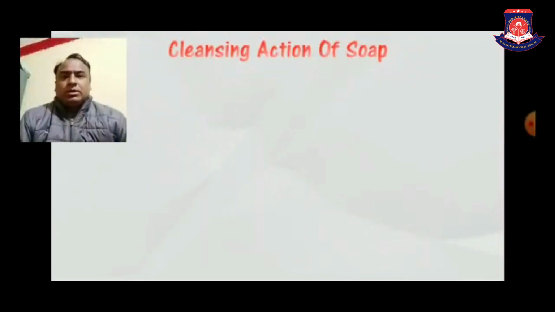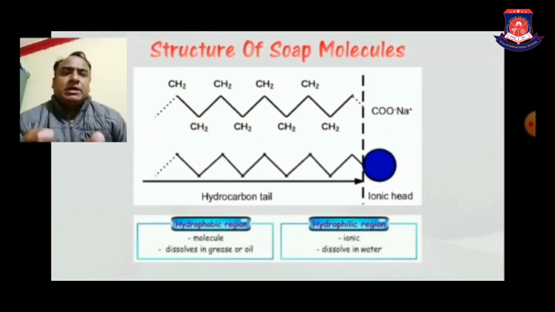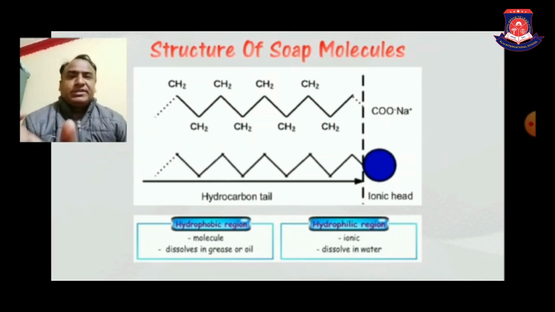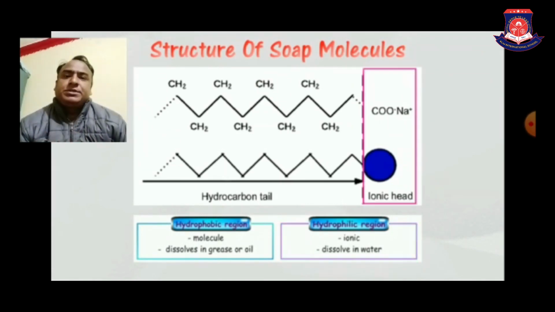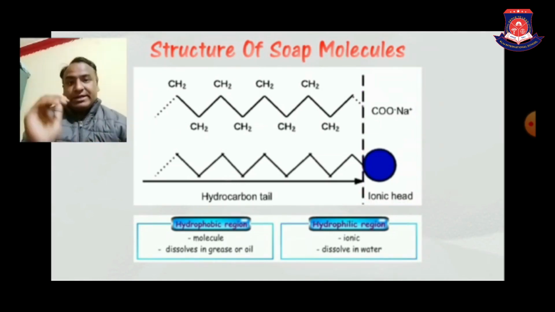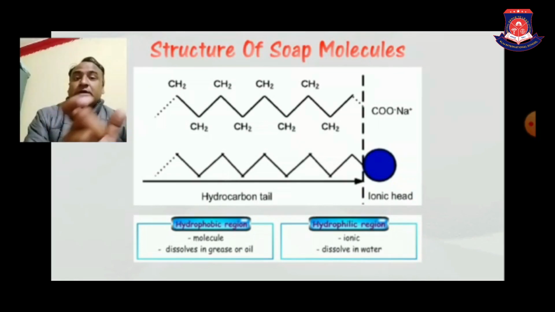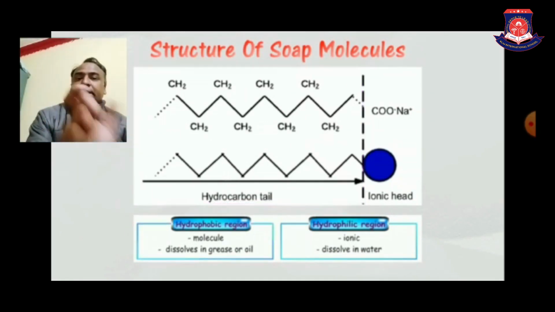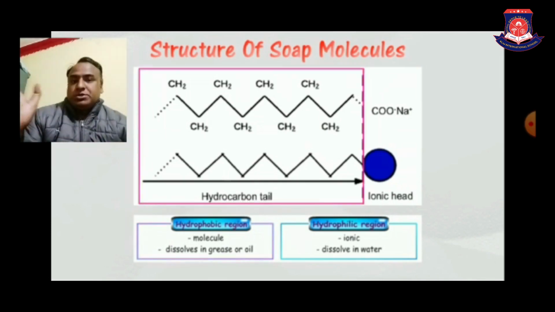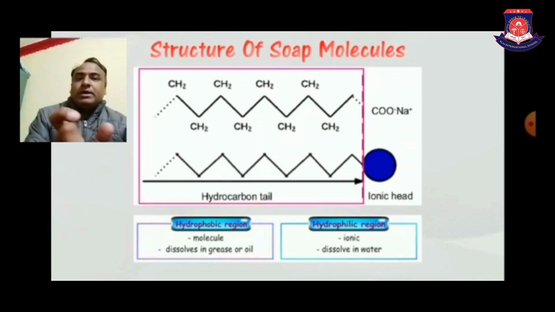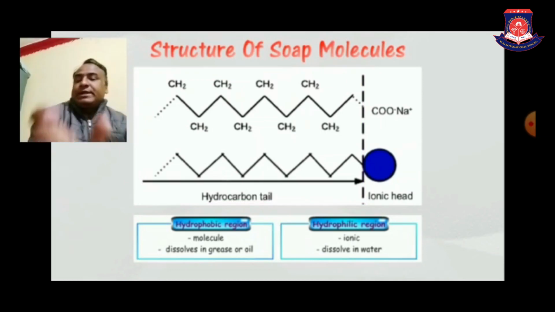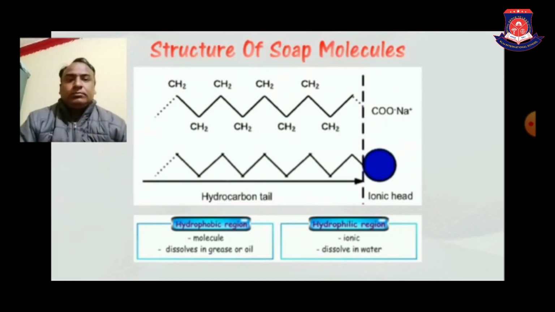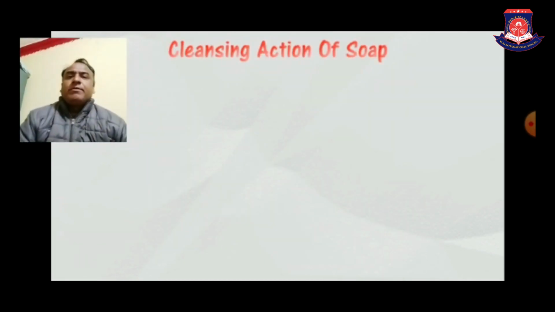Okay, soap. A soap molecule has two main parts: a head part and a tail part. The head part is hydrophilic, the part which is toward water. The tail is hydrophobic, the water-hating part, which is away from water. The tail part attaches to the dirt molecule, and the head part is toward the water or attached to the water. Hydrophilic region and hydrophobic region, okay?